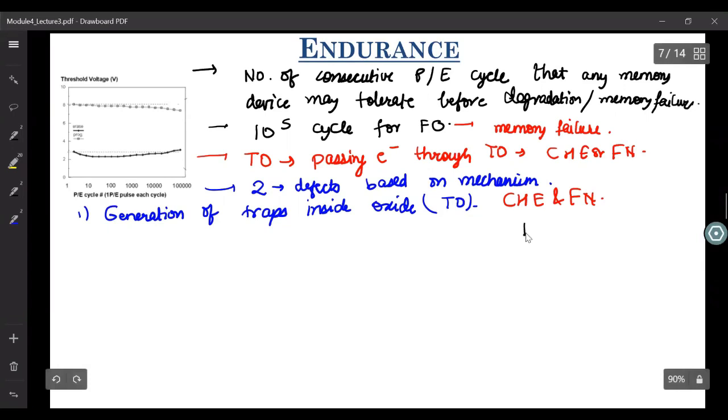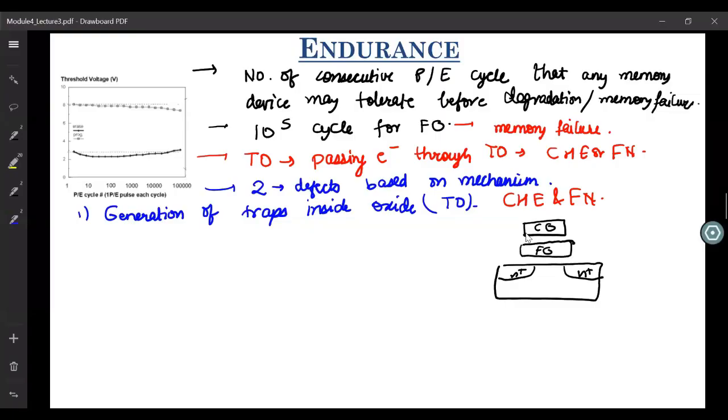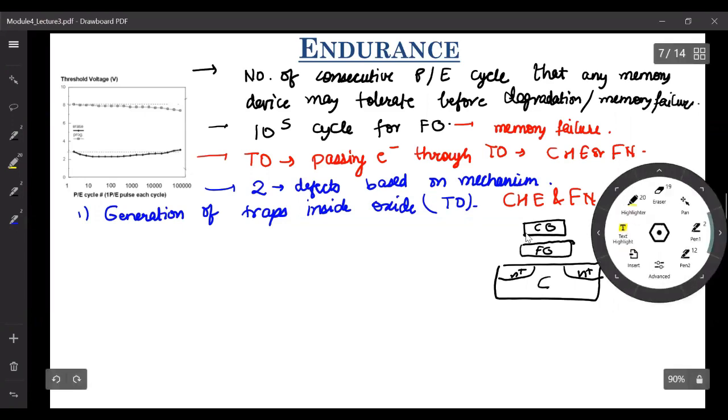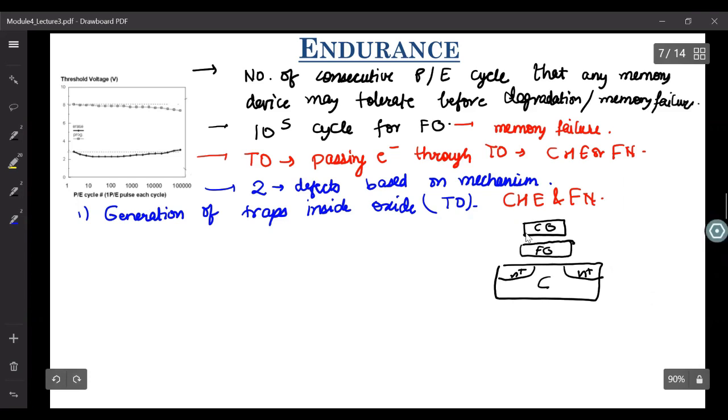Let's say this is your control gate. This is your floating gate. And then this is your MOSFET kind of structure. So you have this. In both these CHE and FN mechanisms, the electrons tunnel from your channel to the floating gate. While in Fowler-Nordheim tunneling, they are tunneling across the entire channel.